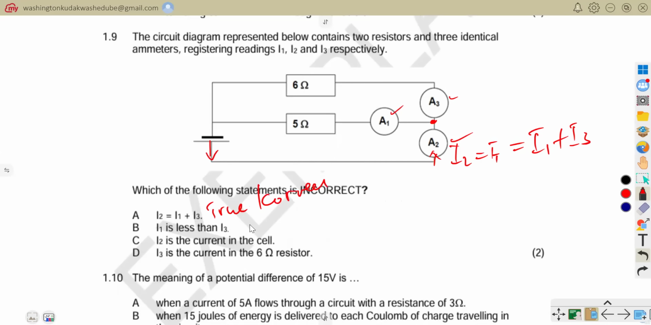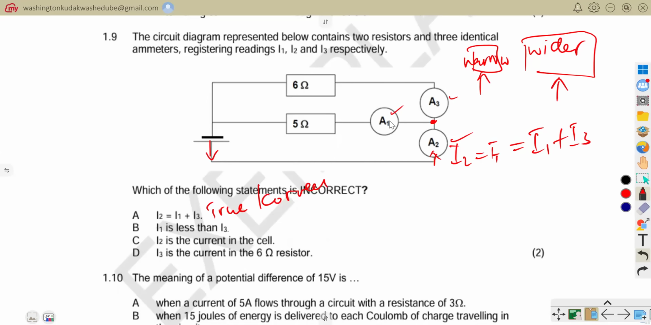And then I1 is less than I3. But we can see that the current here is passing through 5 ohms, whilst the current here is passing through 6 ohms. So the tendency of the current is to move through a smaller resistor. It's more like when you are trying to exit a mall. You would get to choose where there is a wider opening, or else more people would go through a wider opening other than a narrow opening, or else a narrow door.